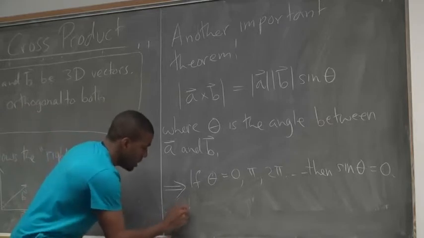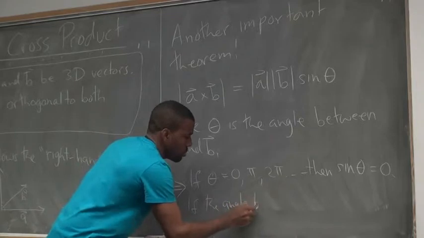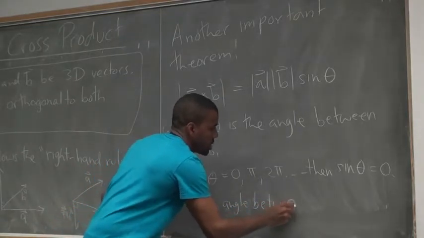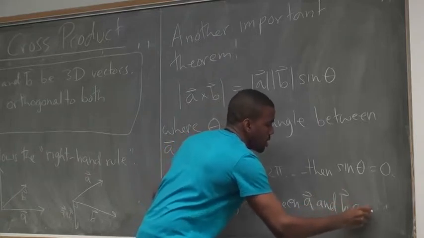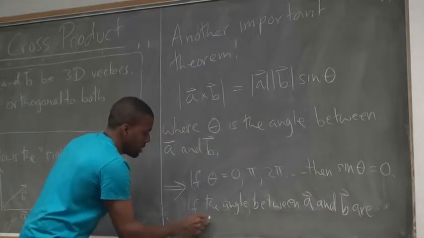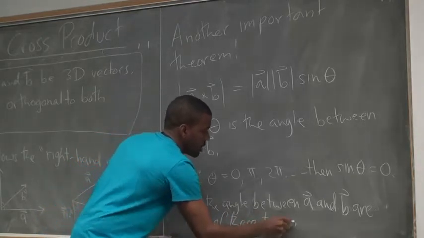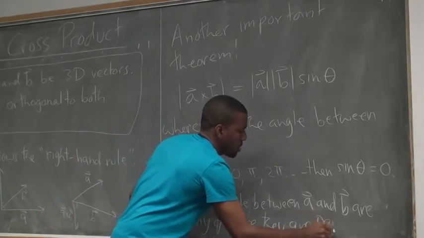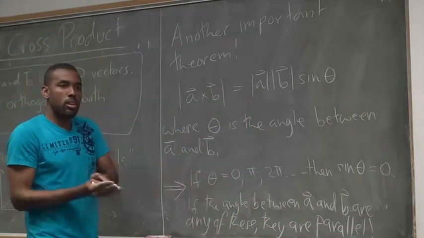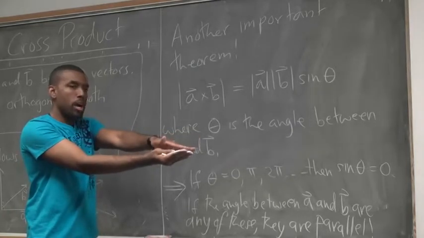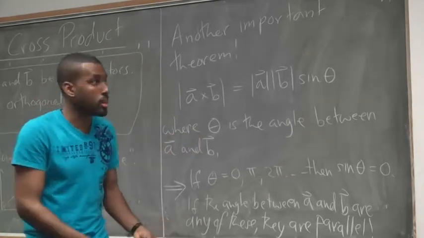If the angle between A and B is any of these, they are parallel. So if it's 0, they're parallel and they move in the same direction. If it's pi, they're parallel, but they move in opposite directions. But they're still parallel. They're along the same line.